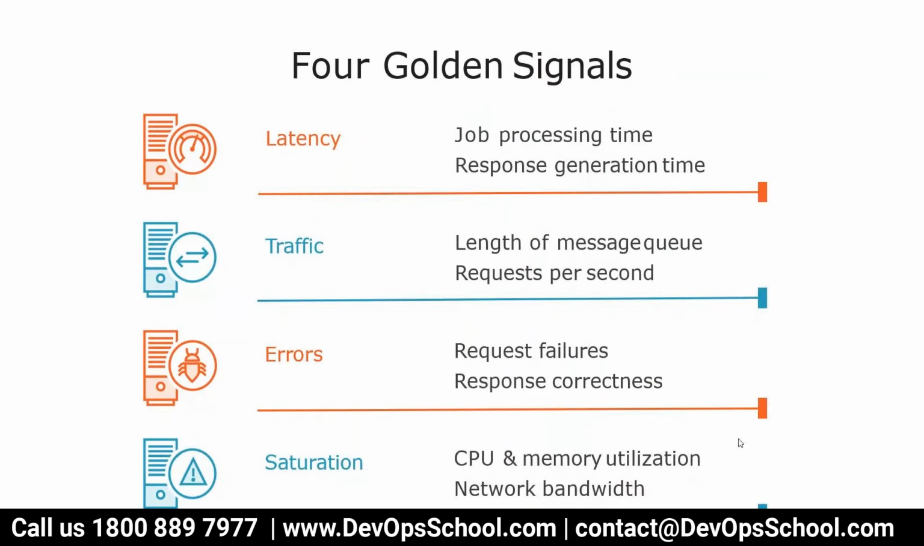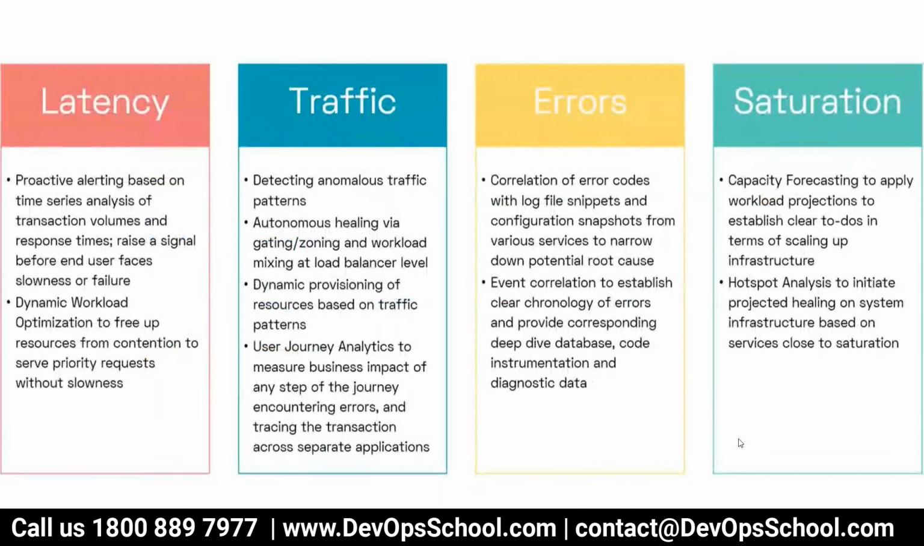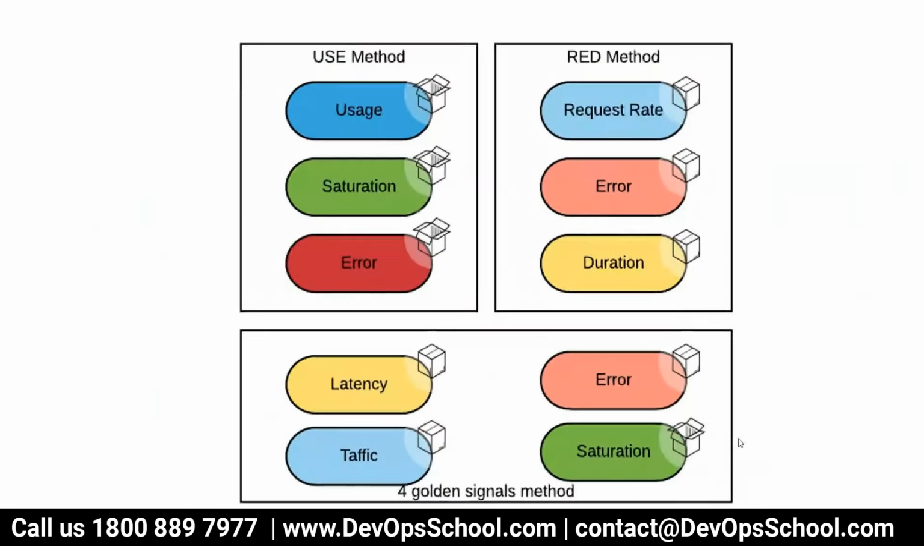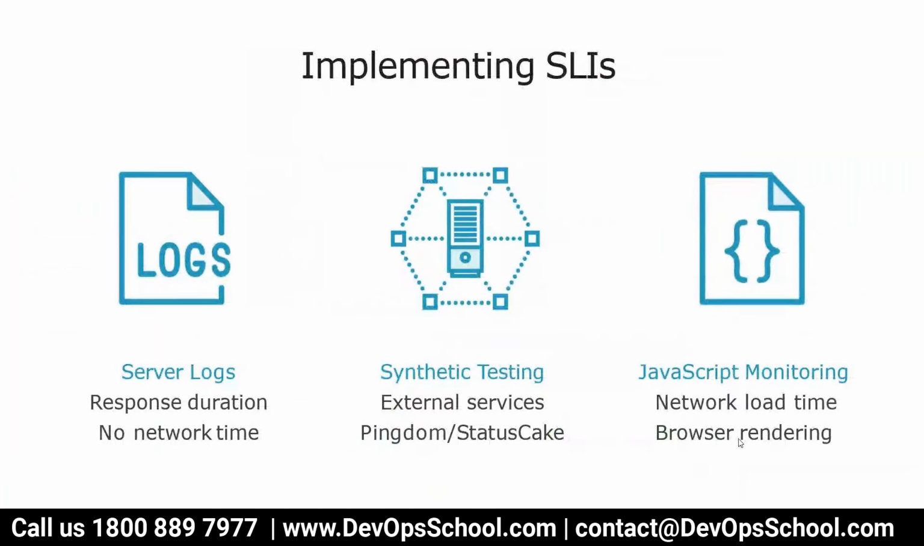So yes, you see that the 4 golden signals include latency, that means job processing time, response generation time; traffic, length of message queue, requests per second; errors, request failures, response correctness; saturation, CPU, memory, network bandwidth, and so on. So yes, these are the 4 types of signals you should focus on to collect. Now, this is a part of implementing SLIs.